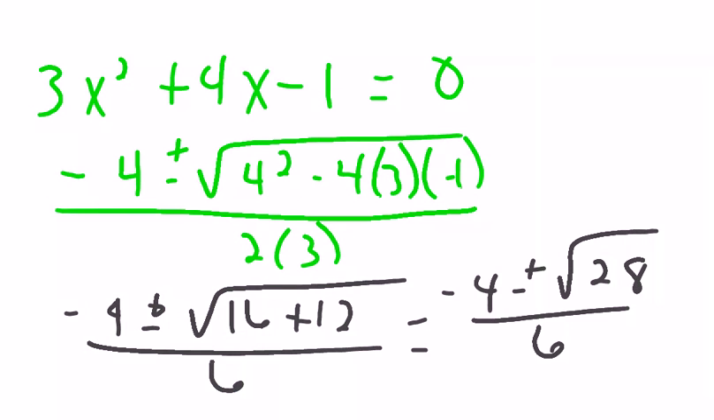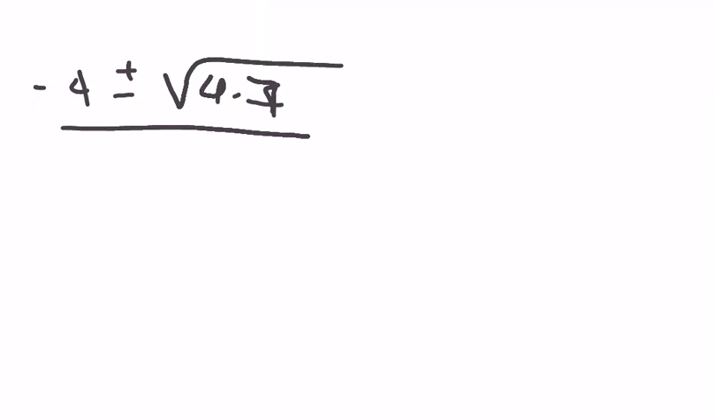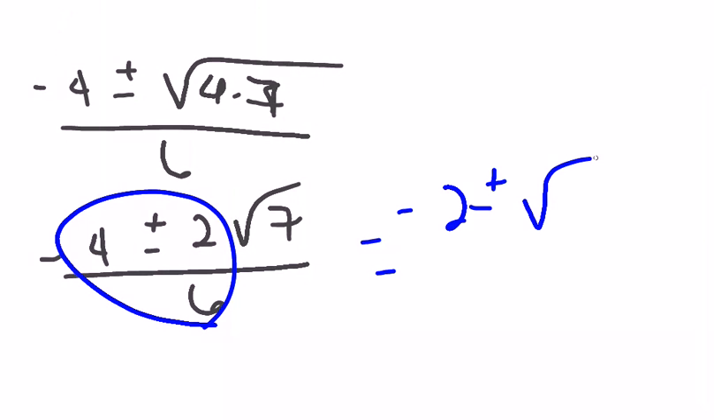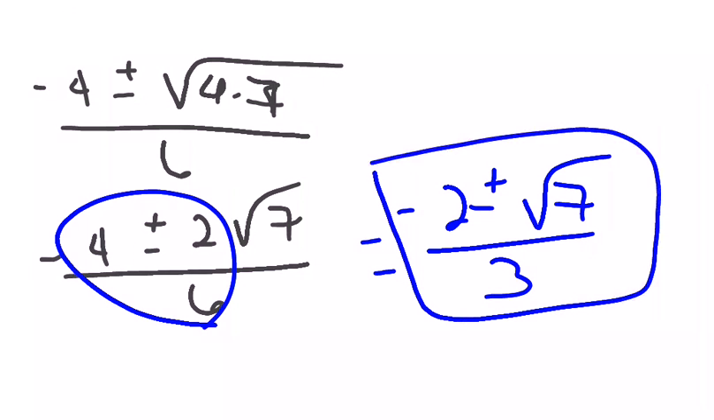We always want to simplify our radicals. So that's negative 4 plus or minus the square root of 4 times 7. And we know that 4 is a perfect square, so we have 2 root 7 divided by 6. And then, of course, we want to reduce our fractions. So 2 goes into all of those, so we have negative 2 plus or minus the square root of 7 divided by 3.